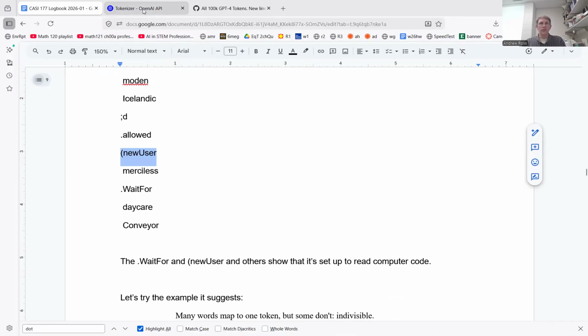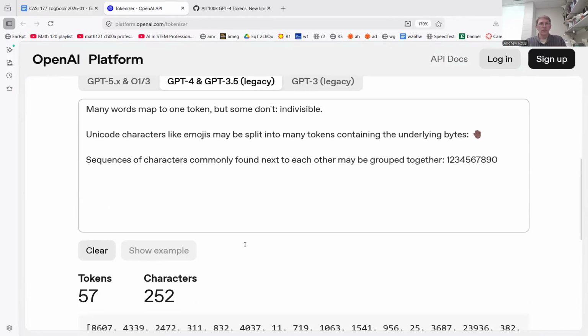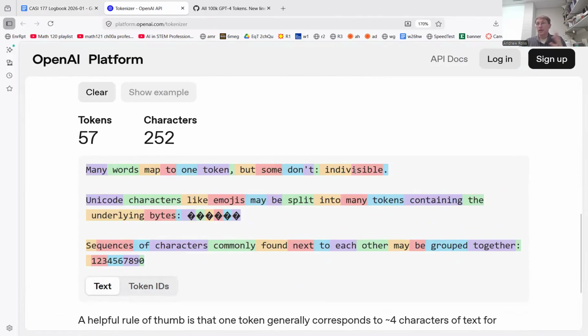The tokenizer also suggests some text, so we can say show example. So it says many words map to one token, but some don't, like the word indivisible. What happens when you paste in emoji, which is a Unicode kind of thing? Or what if you put in a number like 1, 2, 3, 4, 5, 6, 7, 8, 9, 0? Let's go and take a look at the tokenization here. So indivisible actually got split up into two tokens. The emojis got split into some kind of weird byte things. Can't exactly trust that it understood what that emoji was.